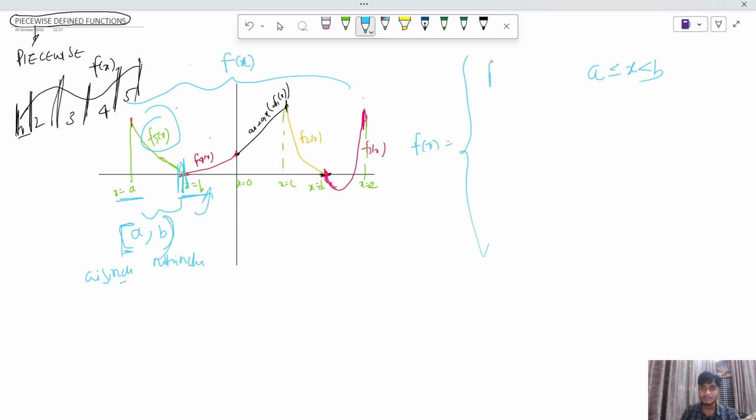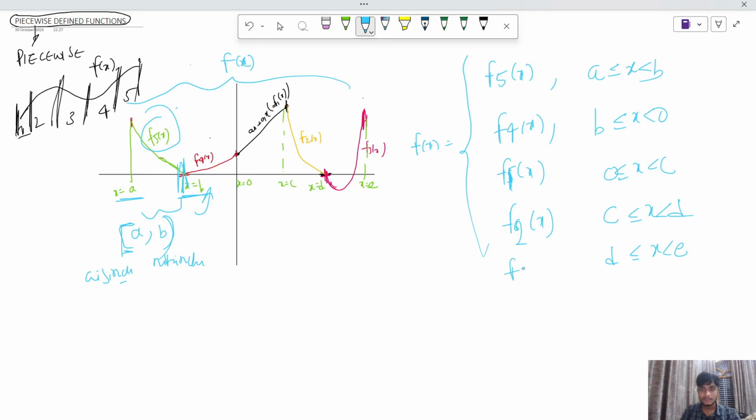So what is the function value? It's simply f5 of x. That's it. And b less than or equal to x less than 0, the value is f4 of x. And 0 less than or equal to x less than c, let's say f5 of x. And c less than or equal to x less than d, then f2, and this will be f1, right? Okay, nice. And d less than or equal to x less than e is f3 of x. That's it. This is how you define a piecewise defined function.